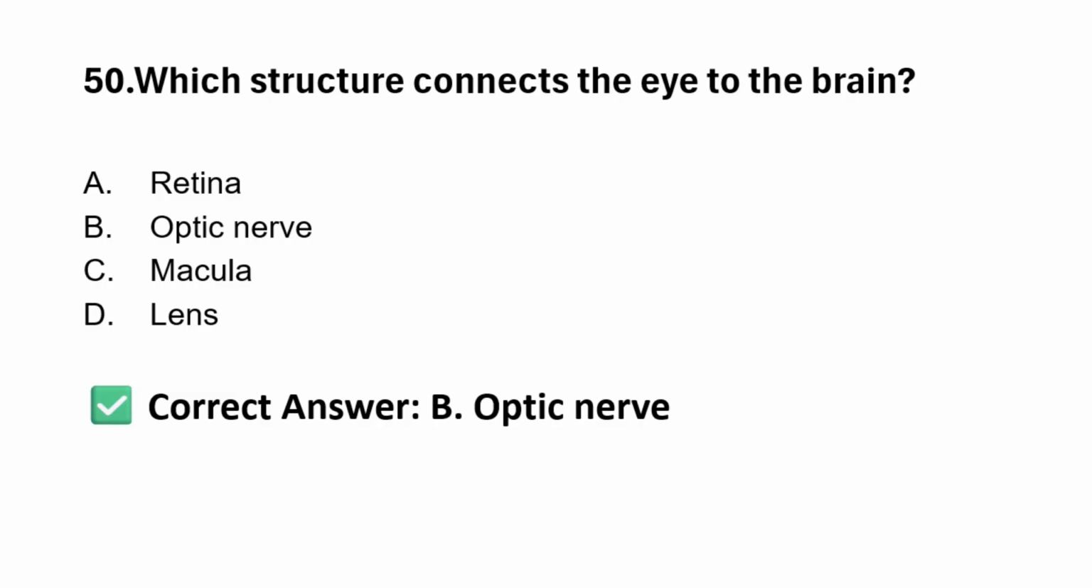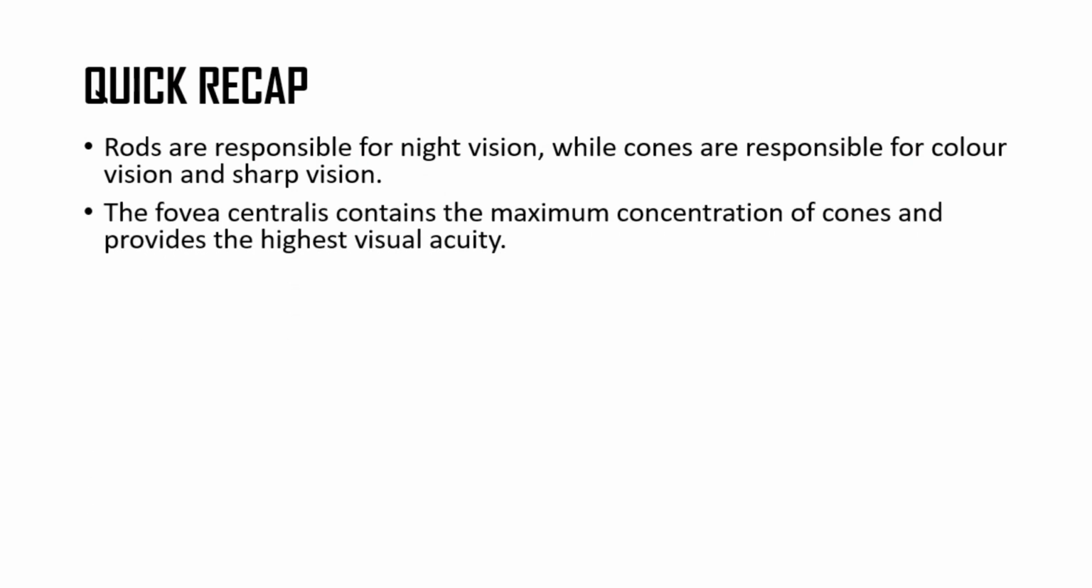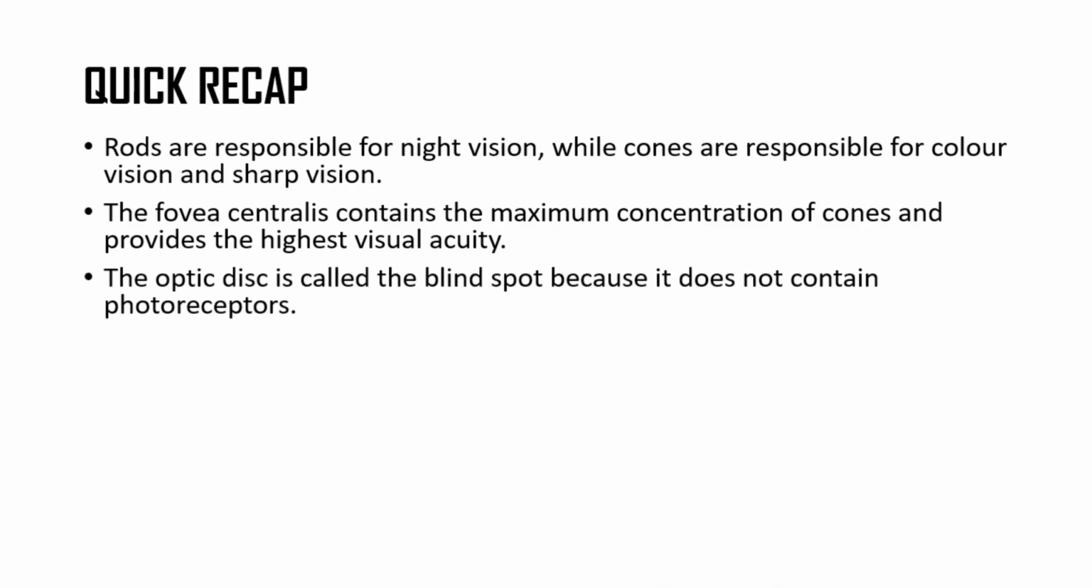So let's have a quick recap. First, rods are responsible for night vision, while cones are responsible for color vision and sharp vision. Second, the fovea centralis contains the maximum concentration of cones and provides the highest visual acuity. Third, the optic disc is called the blind spot because it does not contain photoreceptors.